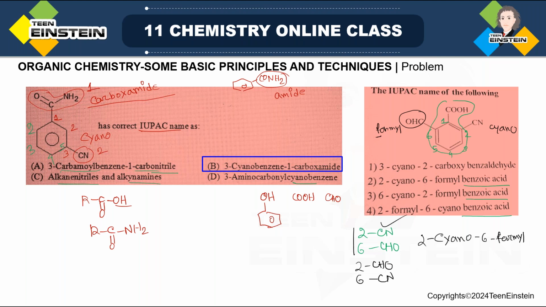That is 2-formyl, 6-cyano. See, that is present in this case, but F you cannot write before cyano. So cyano you have to write first, and then put 2 before this. So this is the correct option, option 2.